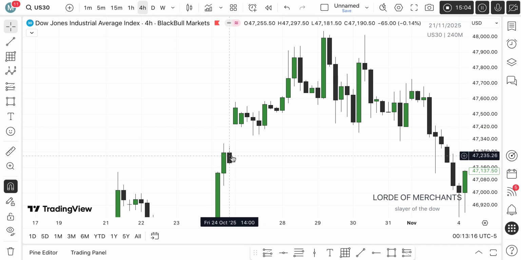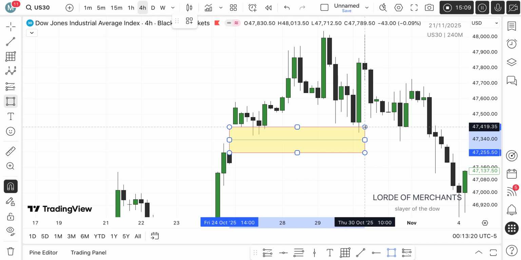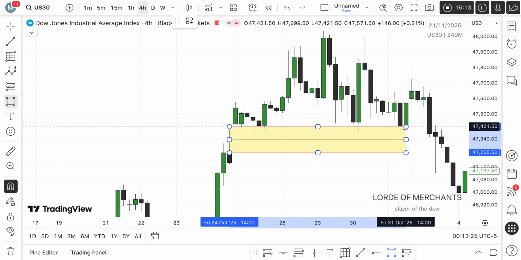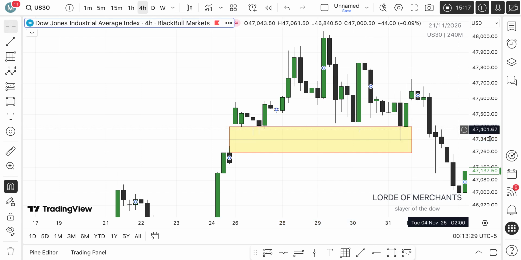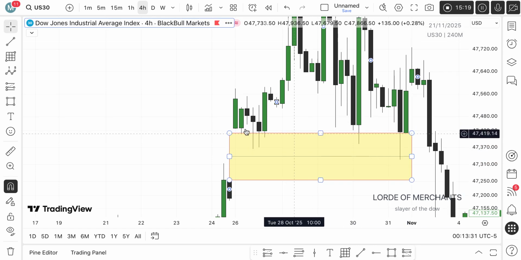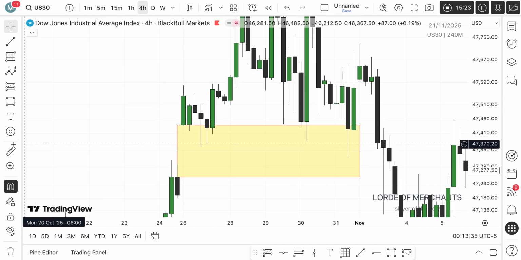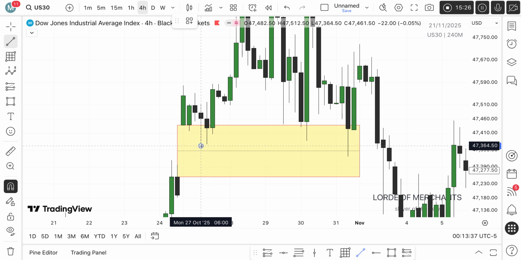Even here we have an NWOG. This is another NWOG, right? Actually, it's an area of inefficiency as well. What price did, it came and generated liquidity, and at the right time it engineered liquidity the whole week. This is a new week opening up. The price came and generated this liquidity around here, and this is the liquidity, see for yourself. This is the liquidity level right here.